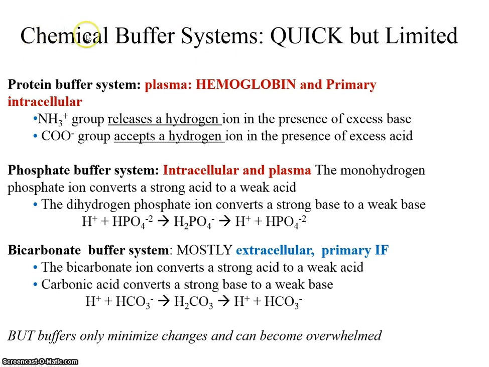All right, so chemical buffer system, this is very quick. It can quickly bind up excess hydrogen ions or release excess hydrogen ions, but it's limited because there's only so much of each of these things. They are molecules and they're limited. So I say the protein buffering system: plasma has a lot of proteins, but hemoglobin, and we mentioned this in respiratory, can bind hydrogen ions when it's transporting carbon dioxide, because hydrogen ions are formed all the time when carbon dioxide is produced.